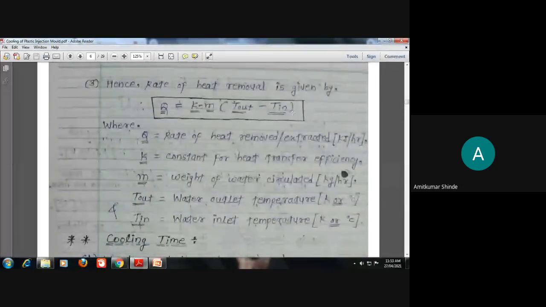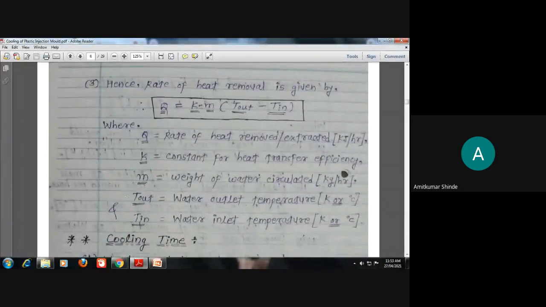Now here this Q is nothing but a rate of heat removal, or you can say the amount of heat extracted, or a rate of heat extracted in kilojoules per hour. And this K is a constant for heat transfer efficiency, and this m, small m, stands for weight of water circulated per hour, in kg. Weight of water circulated in kg per hour or weight of water circulated per hour in kg, both are same. M is nothing but weight of water.